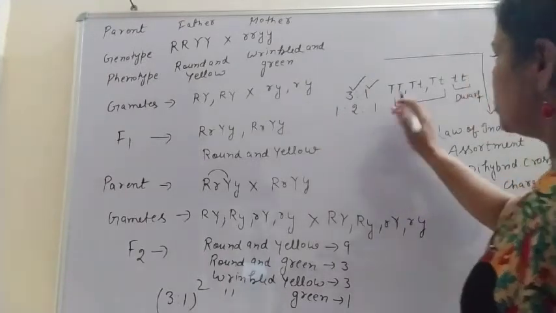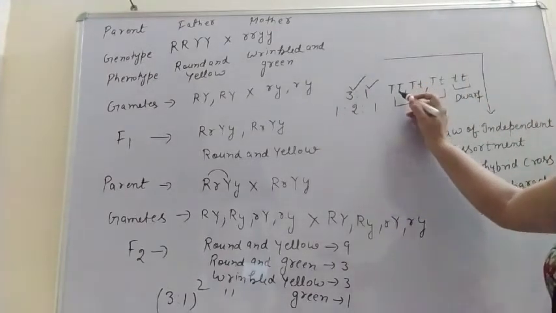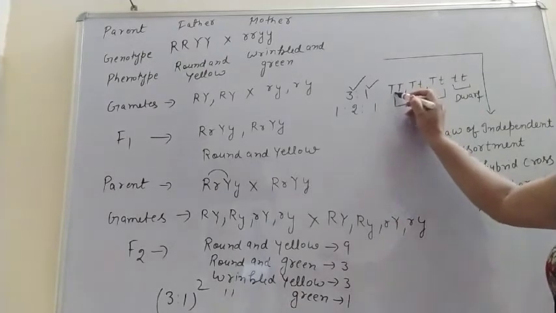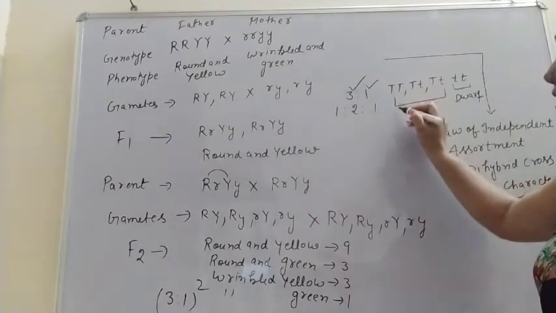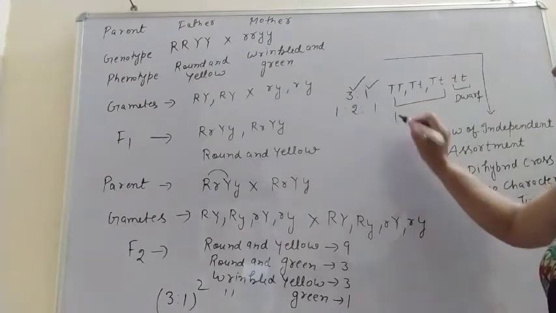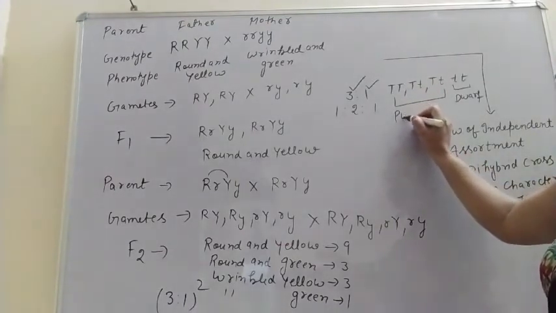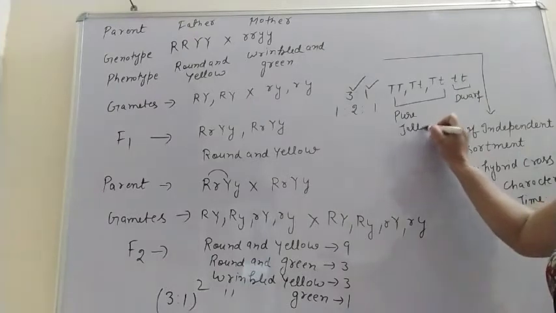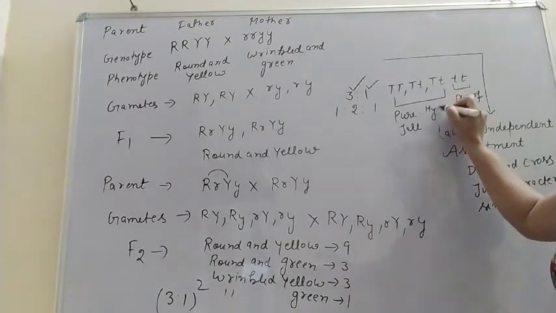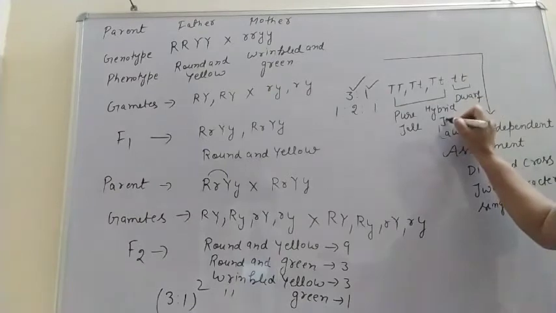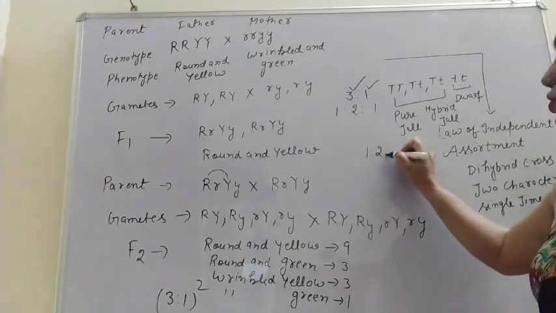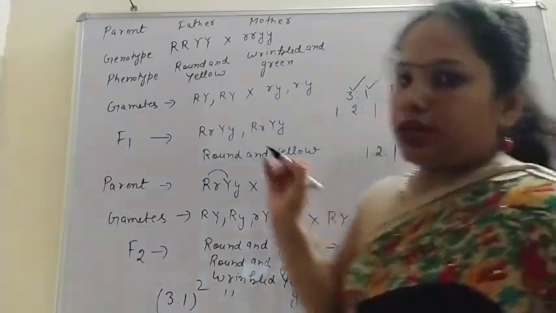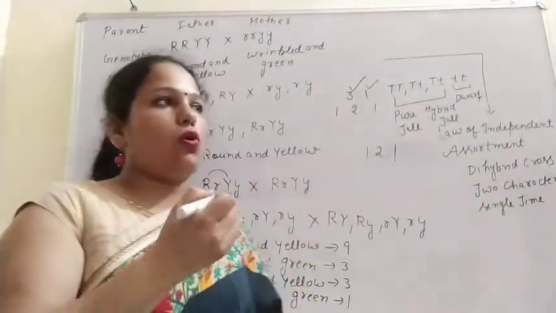And what is the genotypic ratio? Genotypically means the genes. That gene is different. These 2 genes are similar, and these 2 alleles are also similar. So I can write here, one is pure tall, 2 are hybrid tall, and 1 is dwarf. So the genotypic ratio is 1:2:1. So that was about the law of dominance.